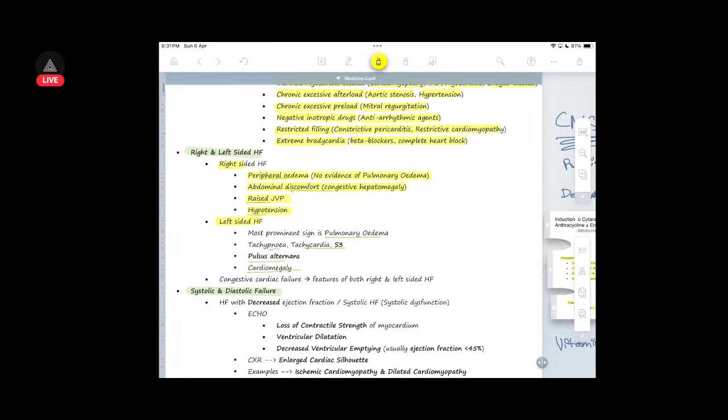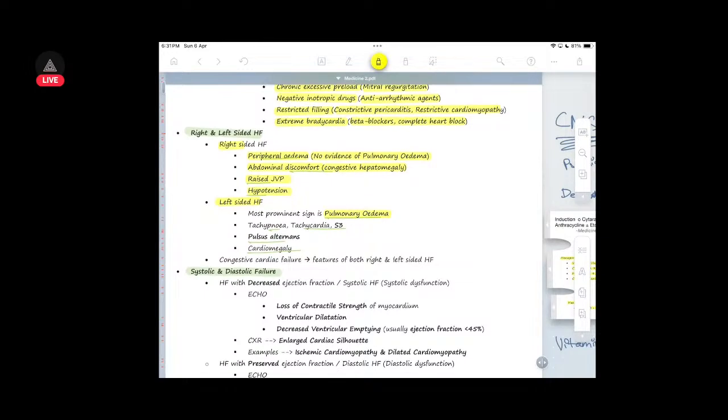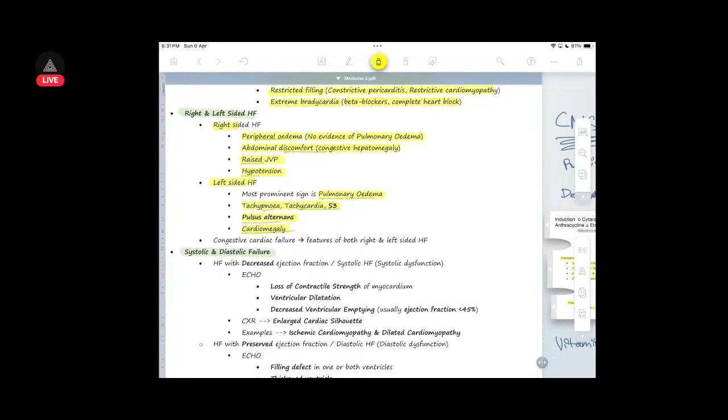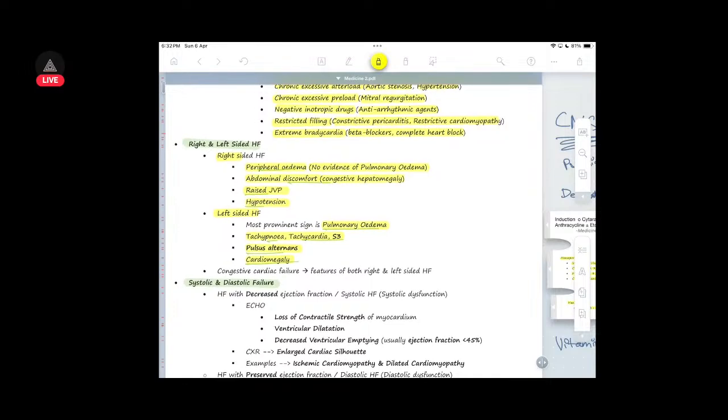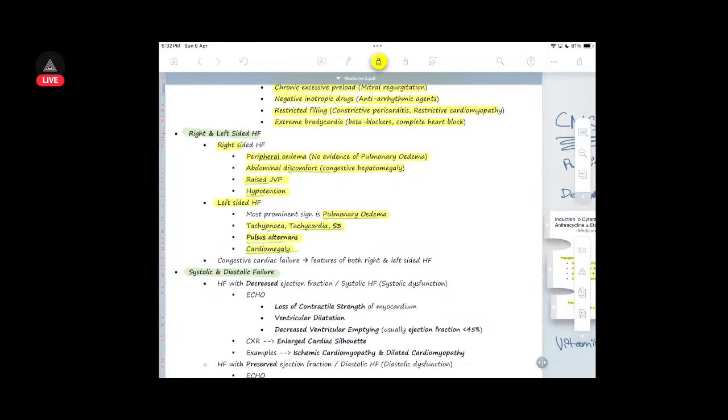Left sided heart failure, the most prominent sign is pulmonary edema. You have tachypnea, tachycardia, an S3 sound will be heard, pulsus alternans, and cardiomegaly. All of them will lead to left sided heart failure. Half of them are seen in left sided heart failure.